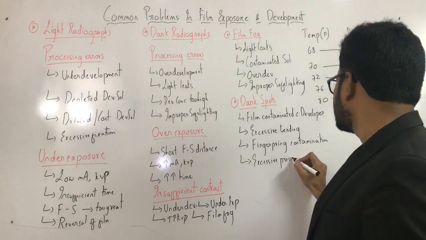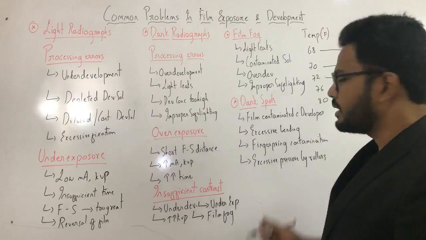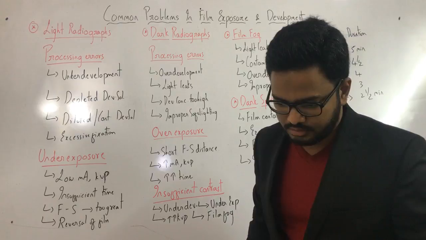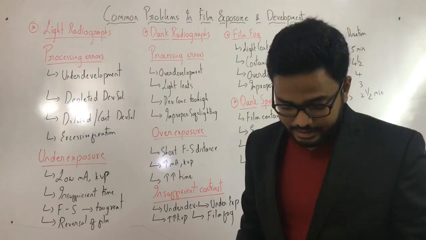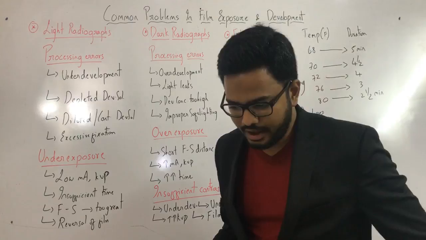Excessive pressure by rollers or even contaminated rollers can lead to dark spots or lines. Yes, in automatic processing. Have you ever seen automatic processing? It's very simple. We can eliminate all these manual errors. I'm sure every college will have these automatic processes.